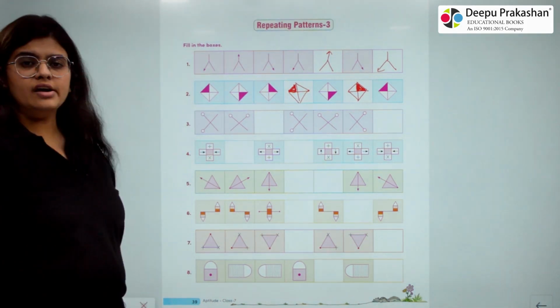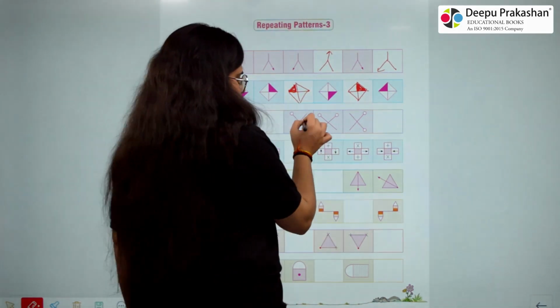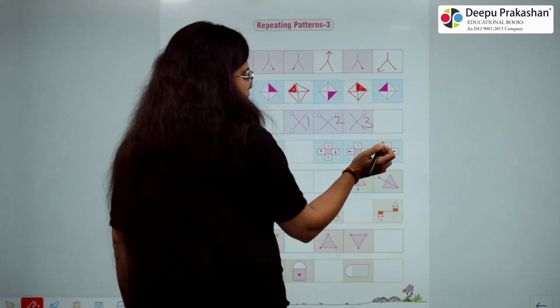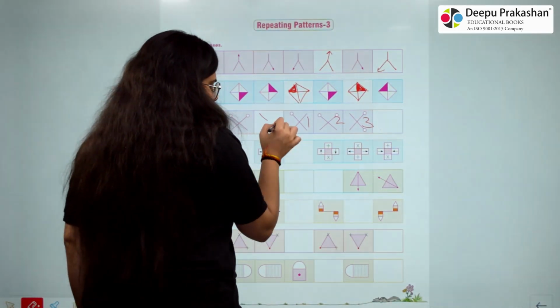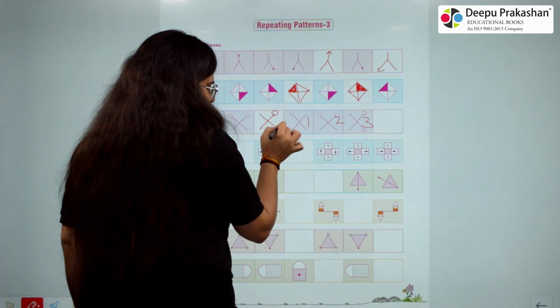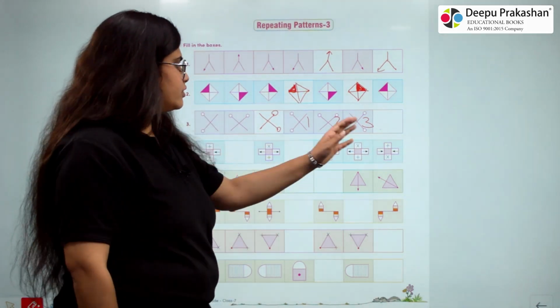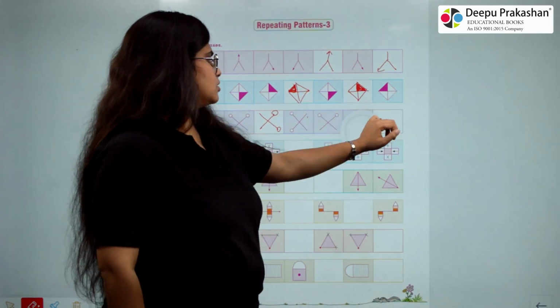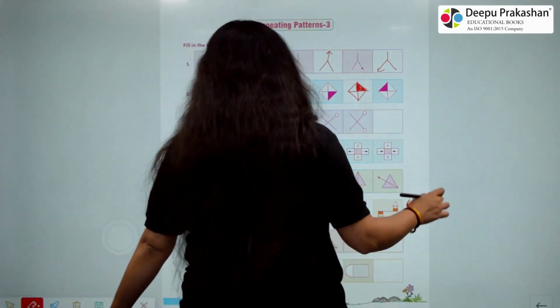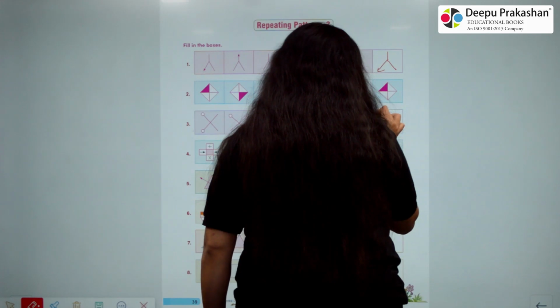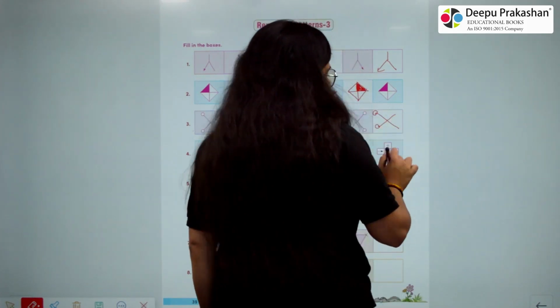3. Here also we are given 3 images, 1, 2, 3. So here 1 is given, 2 is given, and 3 is missing. So we will draw 3. And after 3, the first image comes. So we will draw the first image, that was this.